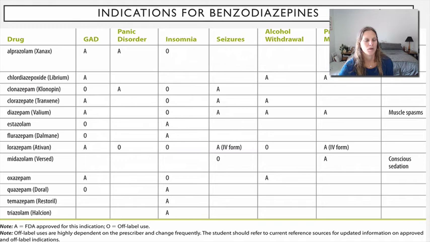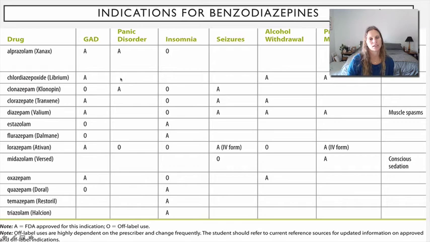Midazolam is Versed. Anyway, they're all used a lot. So these are kind of the indications, and you can see these are the things that we've been talking about: generalized anxiety disorder, right? The A means it's FDA approved. If it has an O, it's an off-label use, which means it still has some utility, but that's not what it was approved for. So you can see we've got generalized anxiety, we've got panic disorder, more for Xanax and Klonopin, although some people report it's off-label for Ativan.